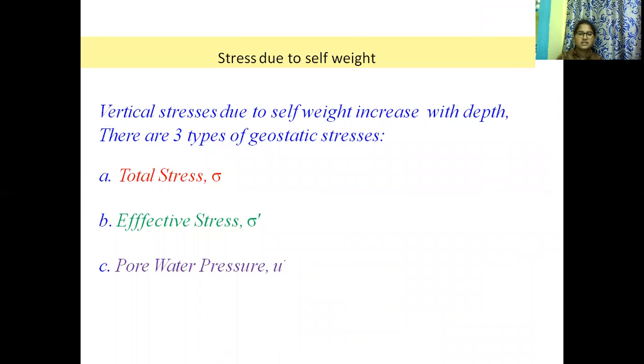Now, stress due to self-weight. Here three definitions are very important: total stress, neutral stress, and effective stress. Neutral stress is also called pore water pressure. Here we can write pore pressure or neutral stress. So total, neutral, and effective stresses.